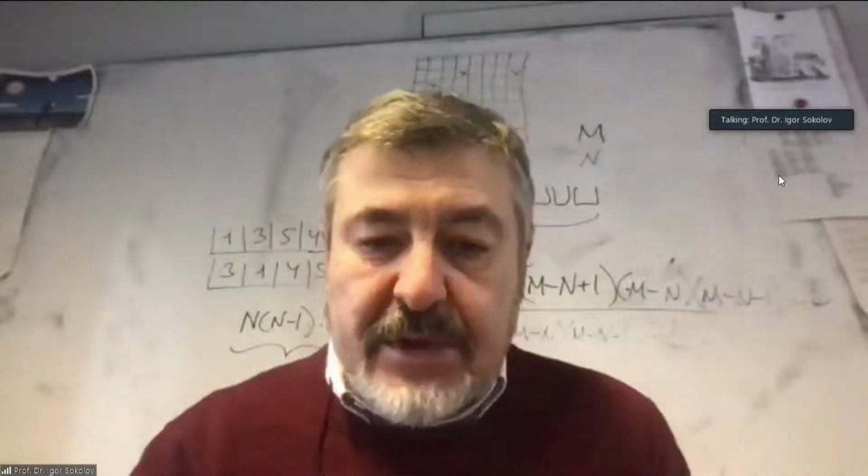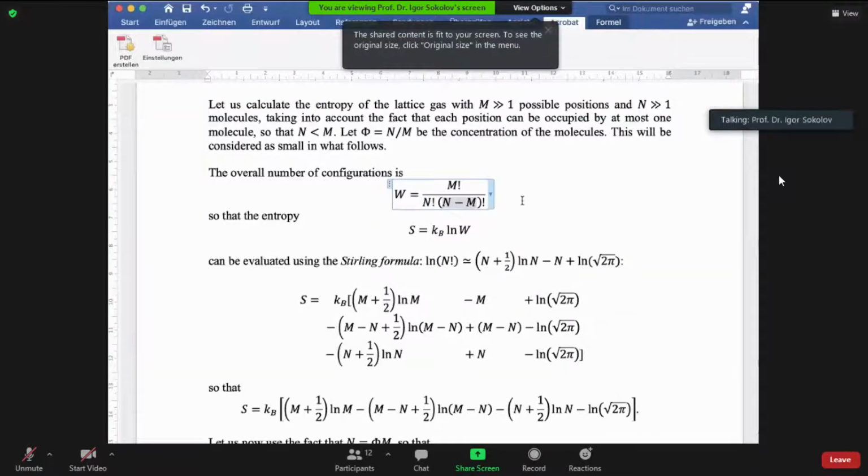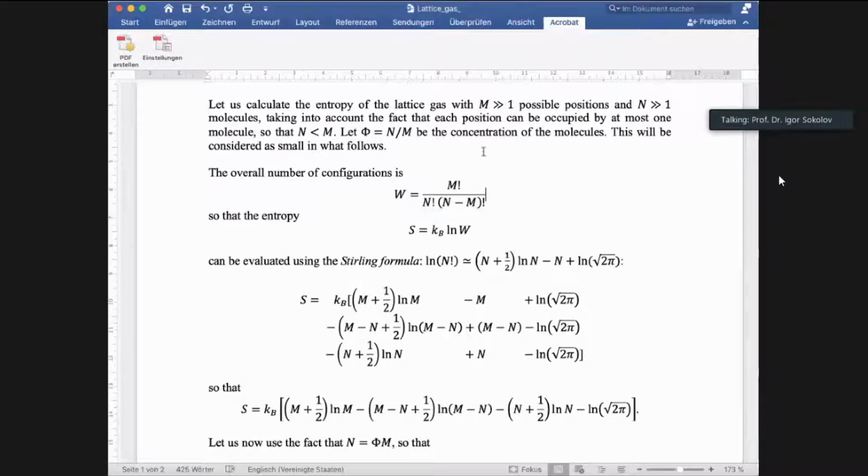And we return to our lattice guess. So we start from this formula, and for each of these factorials, this one is written wrongly. For each of these factorials, we use the Stirling formula. So I use the Stirling formula for this, I use the Stirling formula for this, and it's here. And I use the Stirling formula for this. This is here.